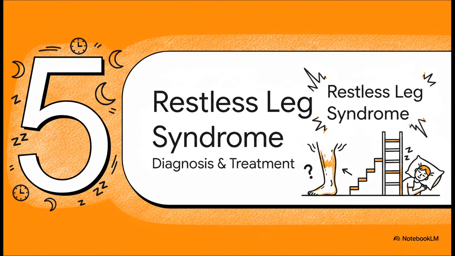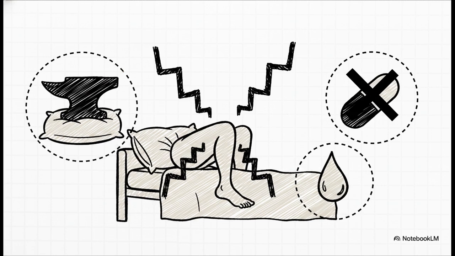Section 5. Restless leg syndrome management, diagnosis, and phased treatment. This is our final clinical category, and it has a very unique symptom profile. Restless leg syndrome, or RLS, carries a 2 to 7% prevalence, affecting females more than males. The defining feature here is an overwhelming desire to move the legs just to relieve uncomfortable sensations, and this strictly worsens at rest and at night.